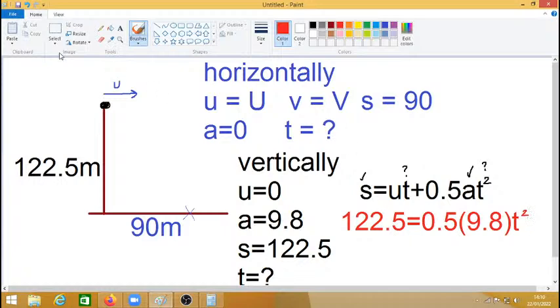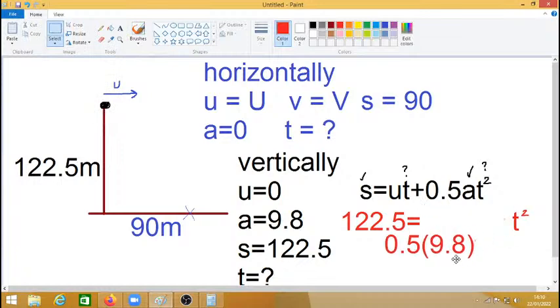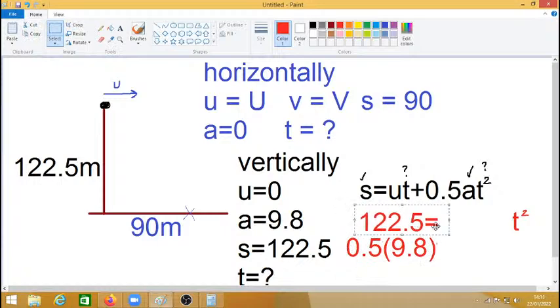Okay, let's rearrange and work out what t is. So first thing I'm going to do is just move this over as a divide. And that means I can just type it in and then square root it, and that'll give me t.